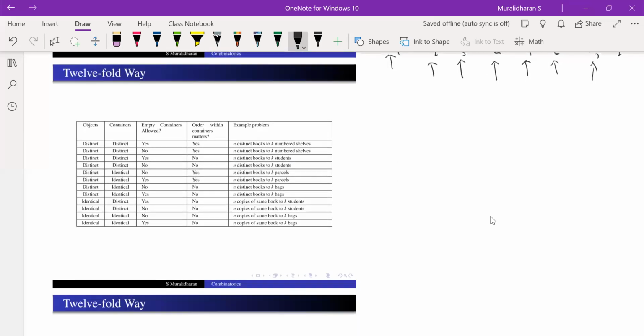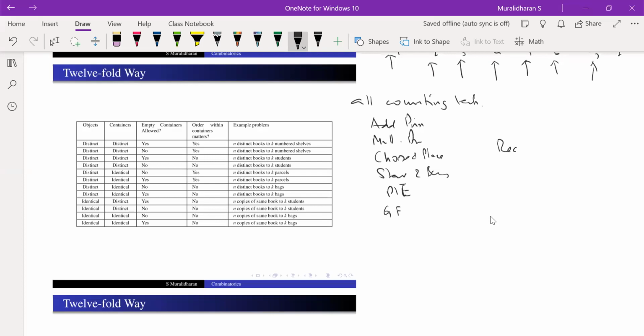So far we have covered almost all counting techniques like addition principle, multiplication principle, and then choose and place, and stars and bars, and pi, and generating functions also. Anything else we missed out? Okay, these are the only ones. There is one more, which is using recurrence relations, that we will study later.